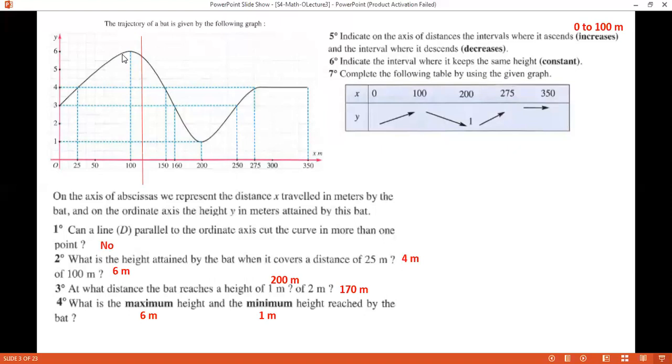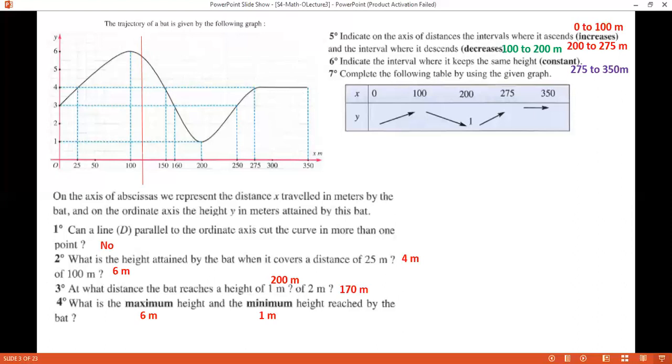It also increased somewhere else, from 200 to 275. Also, this graph increased. But from 100 till 200, this graph decreases or descends, while from 275 till 350, this graph is constant.